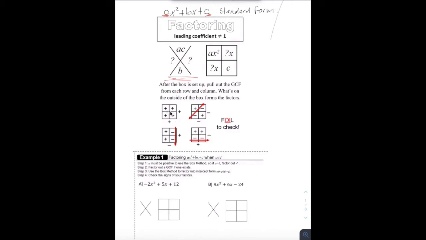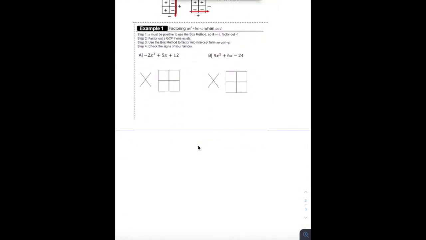If all the numbers are positive in the box, then the two factors are gonna be positive. If these are negative, then the top one is gonna be negative. And if these two are negative, then the side factor is gonna be negative, and the top factor is gonna be positive. Let me do an example so you can see what I am talking about.